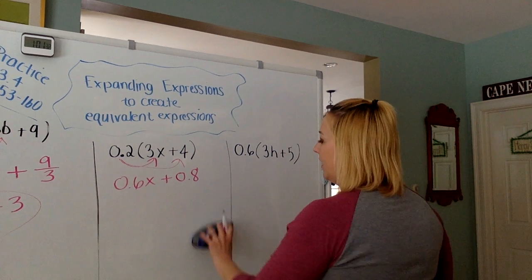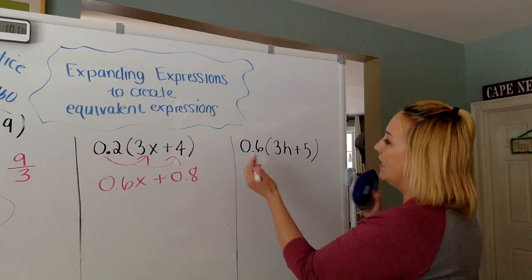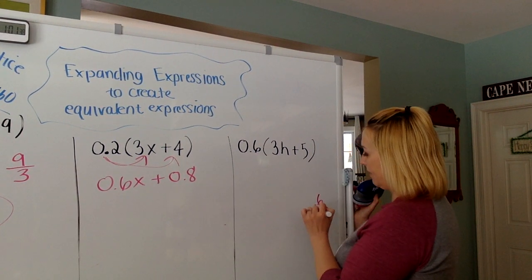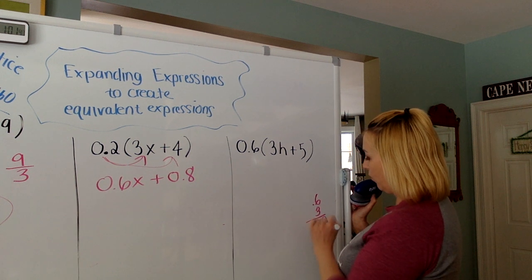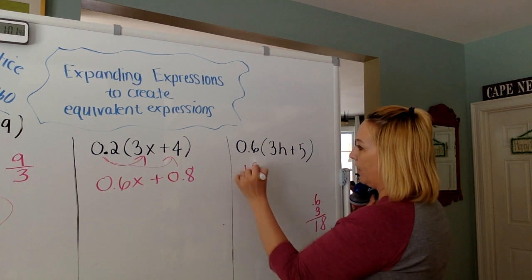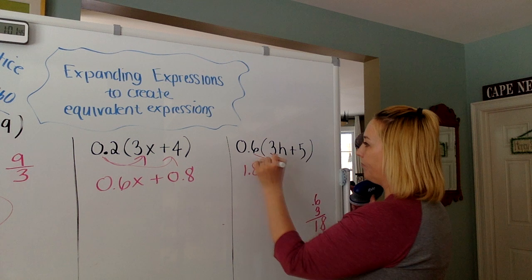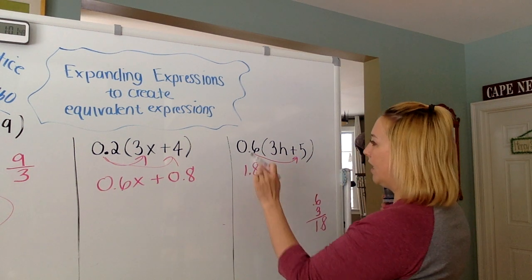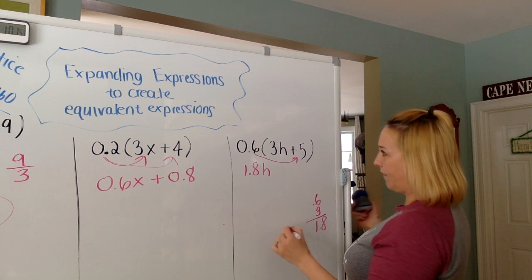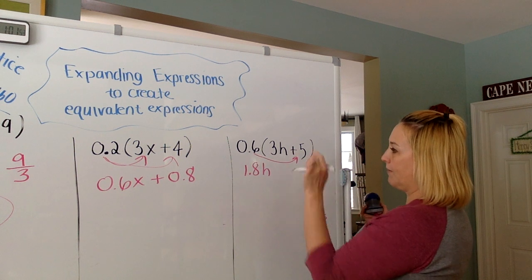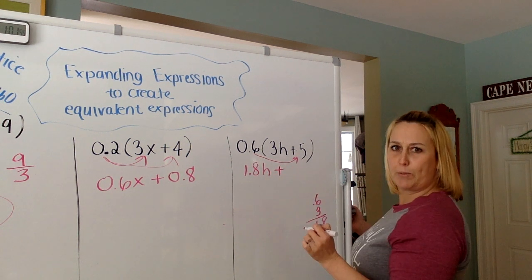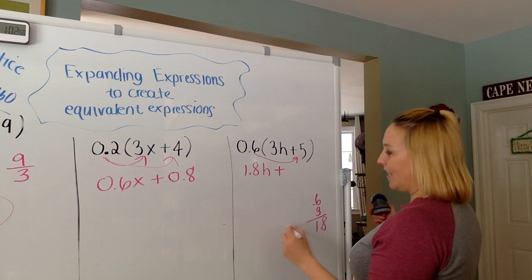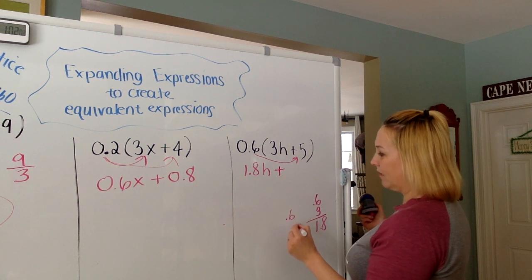And then last example that I'm going to do, 6/10 times 3. So 0.6 times 3. And I've got 1.8. So 1.8h. Wow, all right. 6/10 times 5, and I've got a positive times a positive. So I'm putting in my positive sign here, and then 0.6.